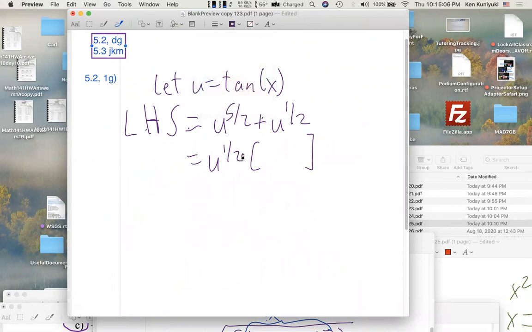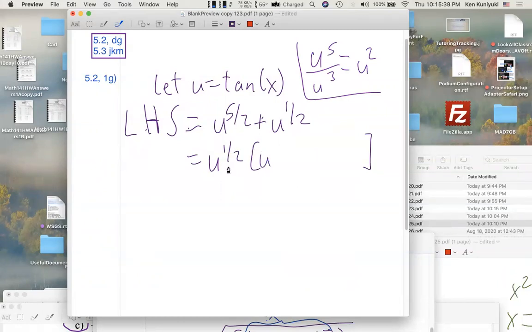Do you understand up to here? I did a substitution. Right. You have u to the 5/2 plus u to the 1/2, which looks a lot nicer. That's a GCF. Now when we factor, we divide. And when we divide powers of u, what do we do with the exponents? We subtract them. So what's u to the 5/2 divided by u to the 1/2? It's u to the 5/2 minus 1/2, plus the one, because this times one is itself.